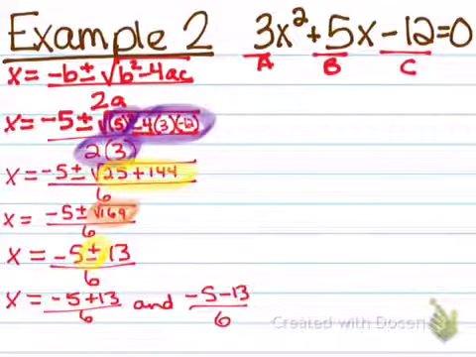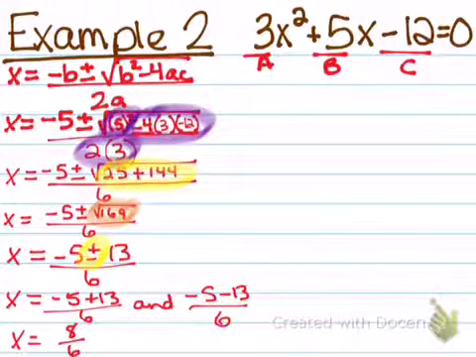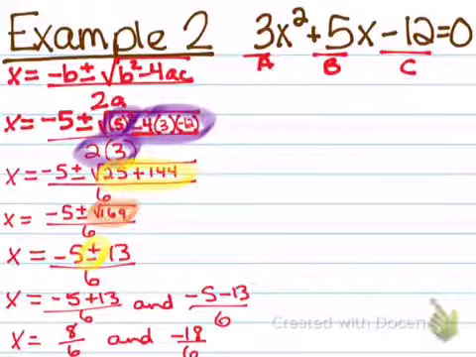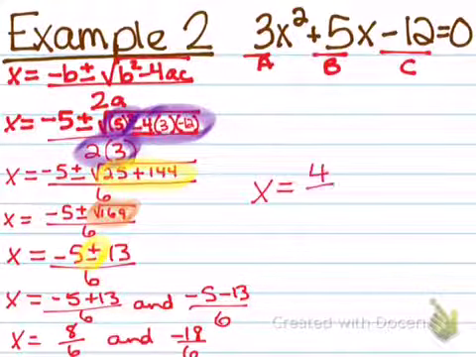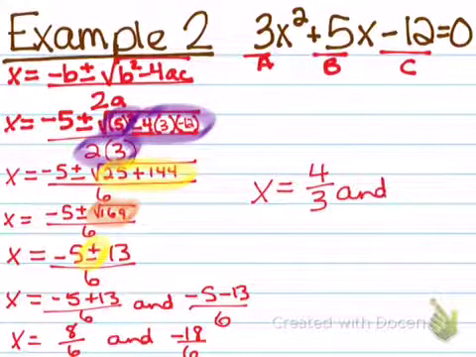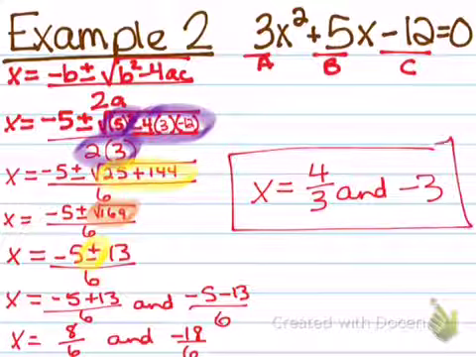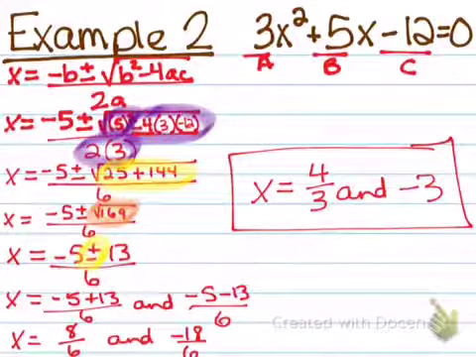Now let's do some math. Negative 5 plus 13 is 8. So that's 8 over 6. And negative 5 minus 13 is negative 18 over 6. We just need to do some reducing. So 8 over 6 reduces to 4 over 3. So x is 4 over 3. And negative 18 over 6 reduces to negative 3. So those are our two answers. That's the spot where it's going to cross the x-axis.